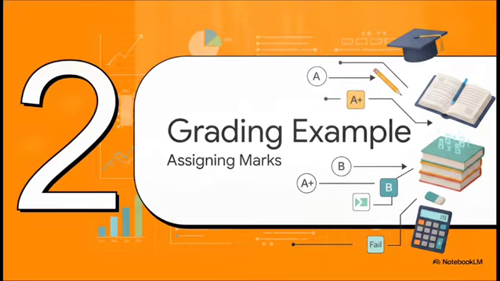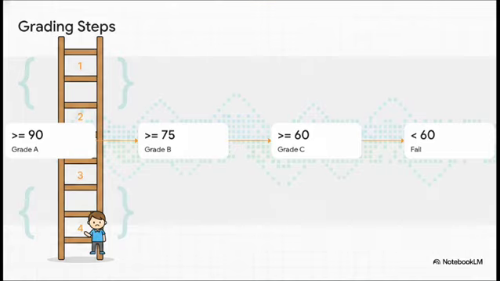Let's see exactly how this plays out in a highly relatable, real-world scenario. Notice how these multiple conditions stack on top of each other, okay? Step 1. Marks 90 or ekkuva unte, they get a grade A. If not, it falls to step 2. Marks 75 or above aithe, grade B. Ikkada kuda fail aithe, we hit step 3. 60 or above gets a grade C. And if absolutely all conditions fail, finally, step 4 catches it: otherwise, fail.